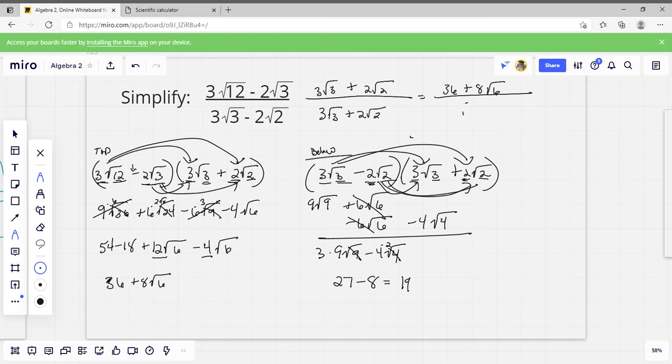So that goes up top as the bottom term there. So we got 36 plus 8 times the square root of 6 over 19, and that's the answer to that one.